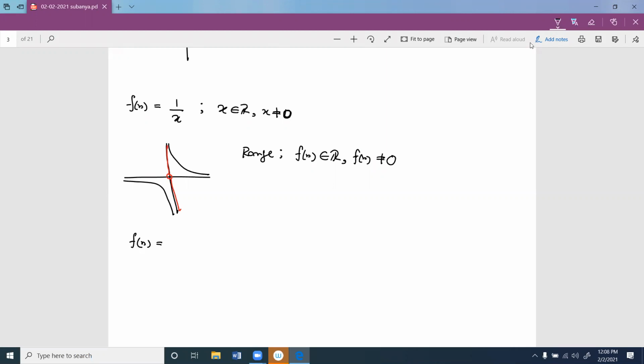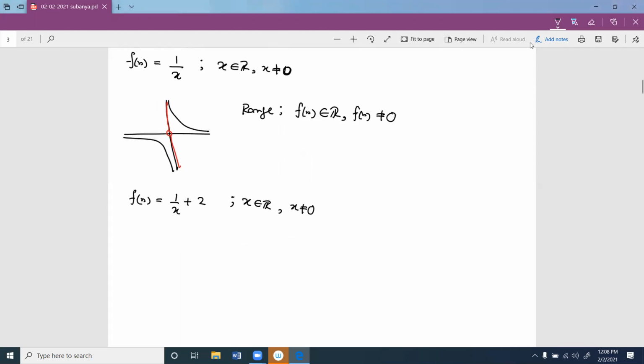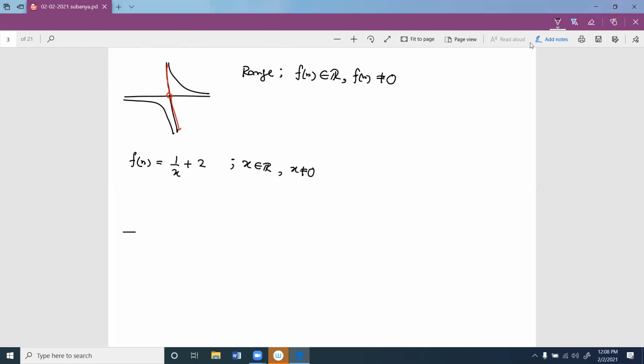Then I'll do a small extension for this. 1 over x plus 2. In this way, you can say x is any real number and x is not equal to 0. That is the domain. Right. Okay. Then if you sketch this graph, what you can understand is it's just like this.